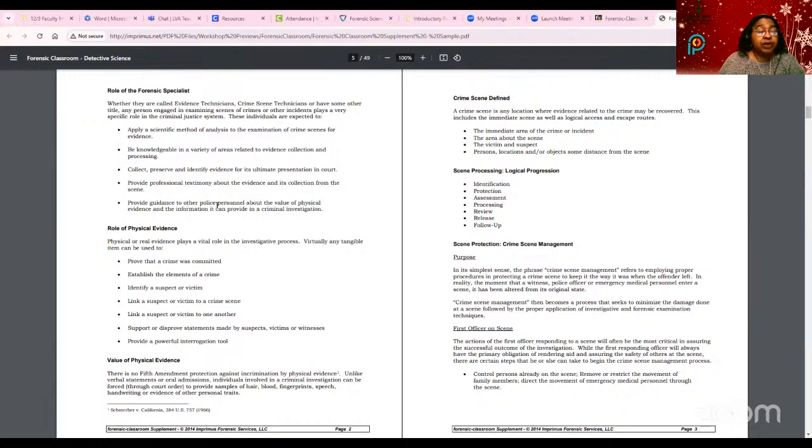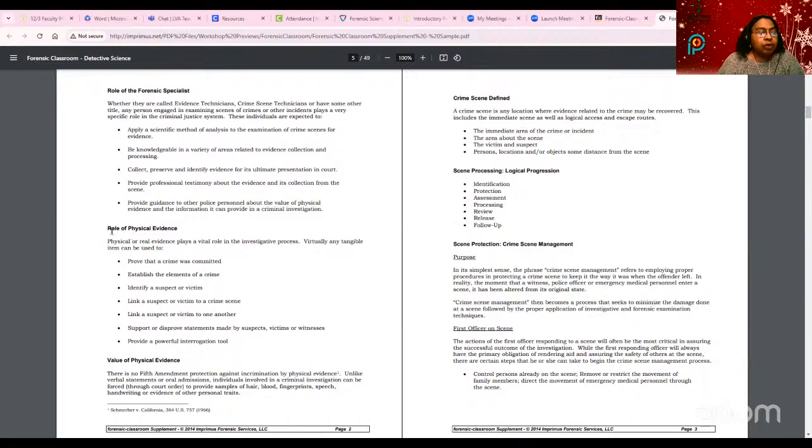Provide guidance for other police officer personnel. They might need to do further investigation. So based on what you saw, you might need to tell them, go back and look some more, look for something else, because what you see right in front of you doesn't add up. So they're the ones that try to make sense, get as complete a picture of the scene as possible.